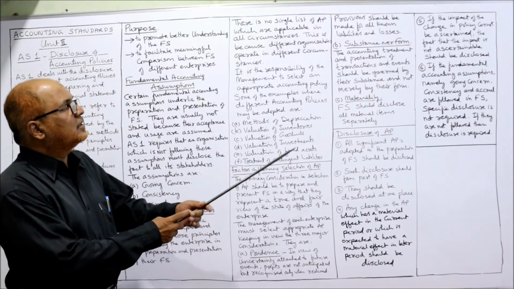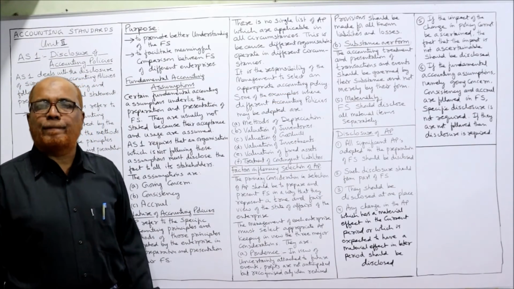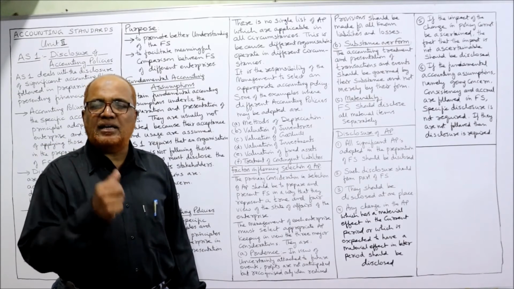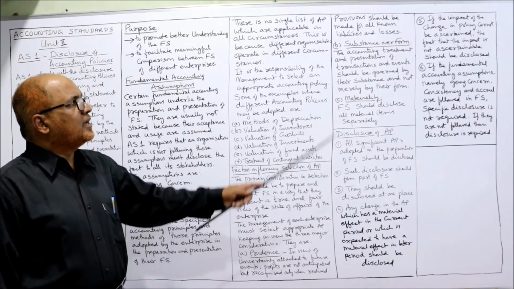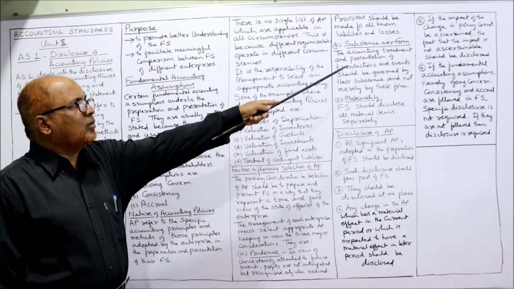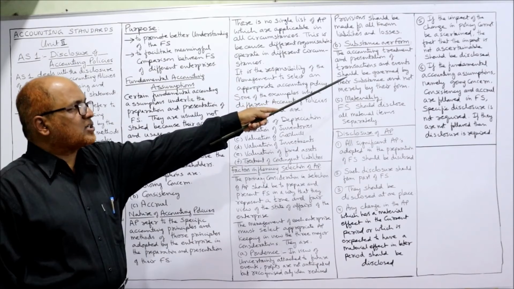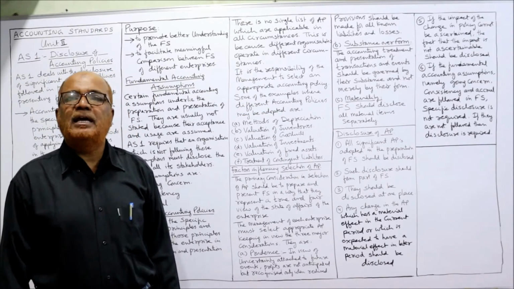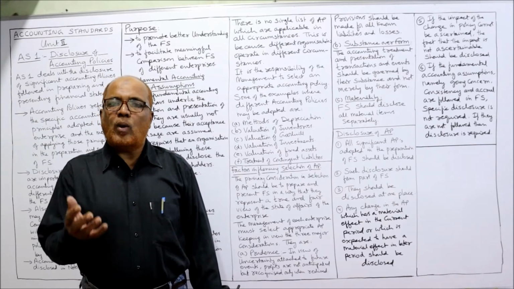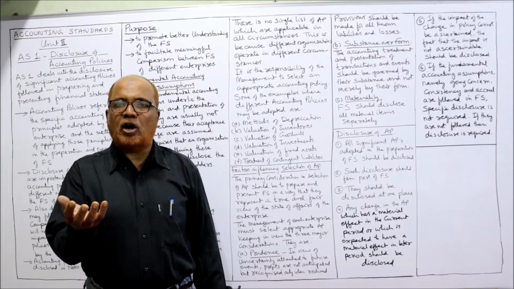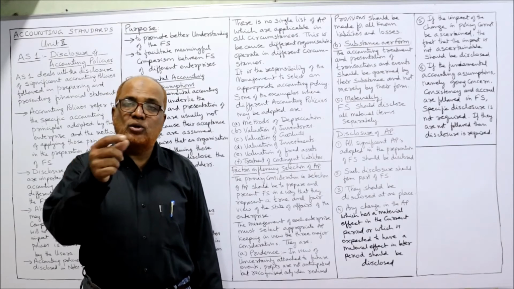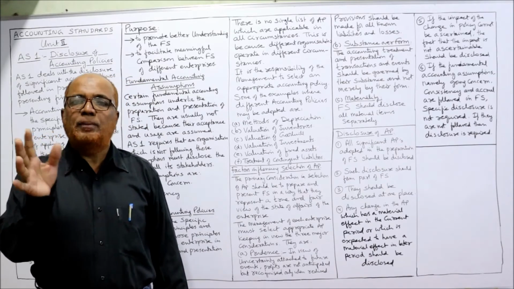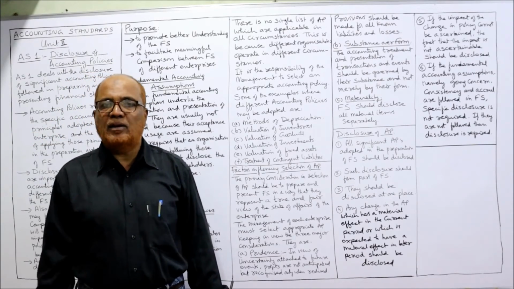Next, the second one is substance over form. This is the second consideration to be kept in mind by the management in selecting an appropriate accounting policy. Substance over form. The accounting treatment and presentation of transactions and events should be governed by the substance and not merely by the legal form. That means while deciding which policy we are to adopt, the management must go into the substance of the transaction. The management simply should not depend on merely the legal form.